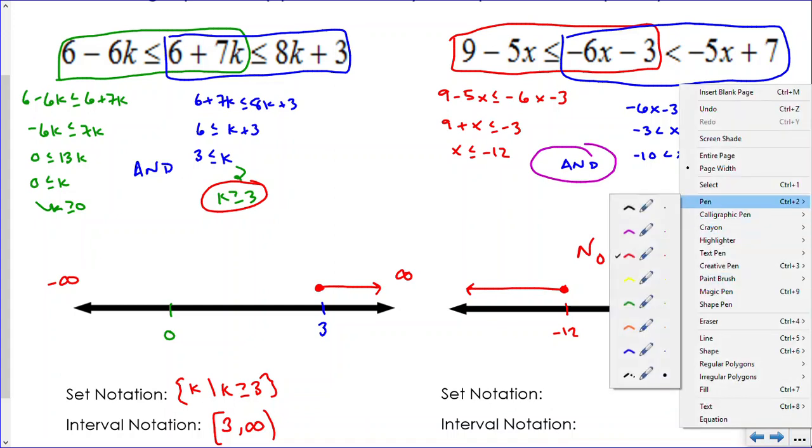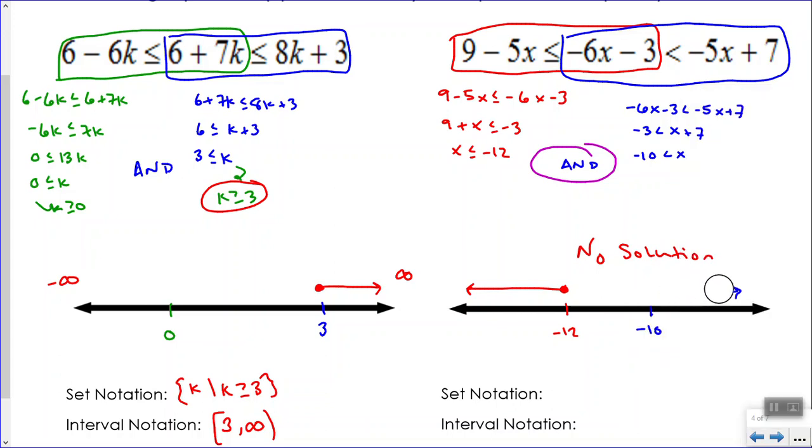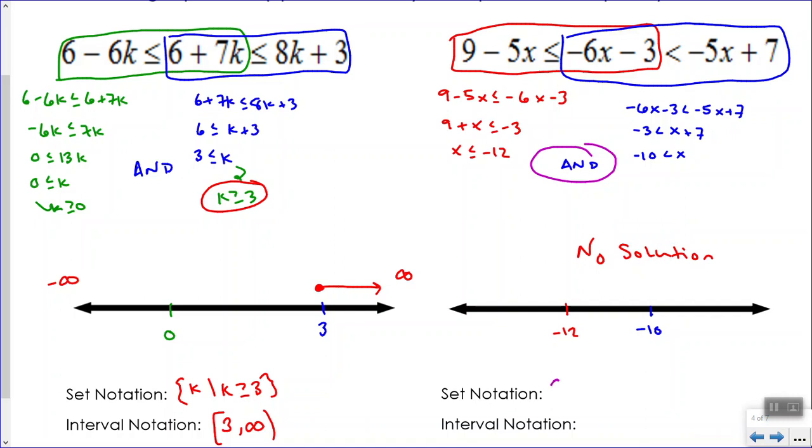My graph for no solution, like we talked about before, is just going to be an empty graph. There are no values that we include on there. You can have negative 12 and negative 10 for reference, that's fine, but you don't need them. But there shouldn't be any dots or any lines drawn on top of the graph. There's nothing that we can include in our solution set. And then remember, for set notation, we just have the empty brackets, and there's no interval when we don't have a solution.